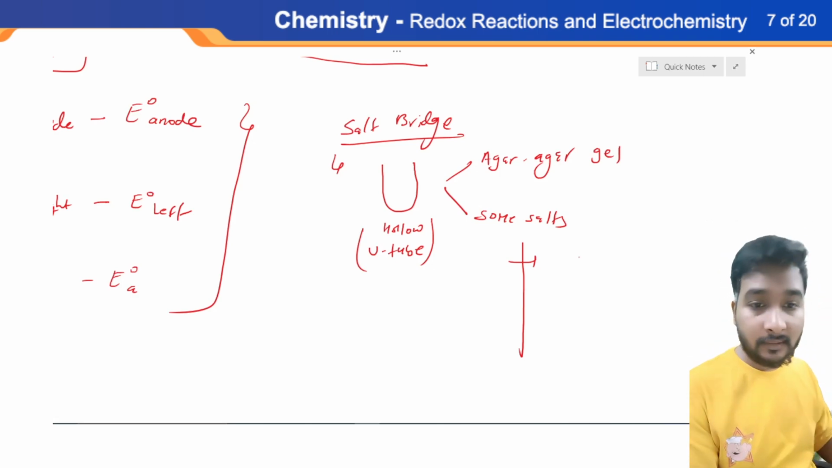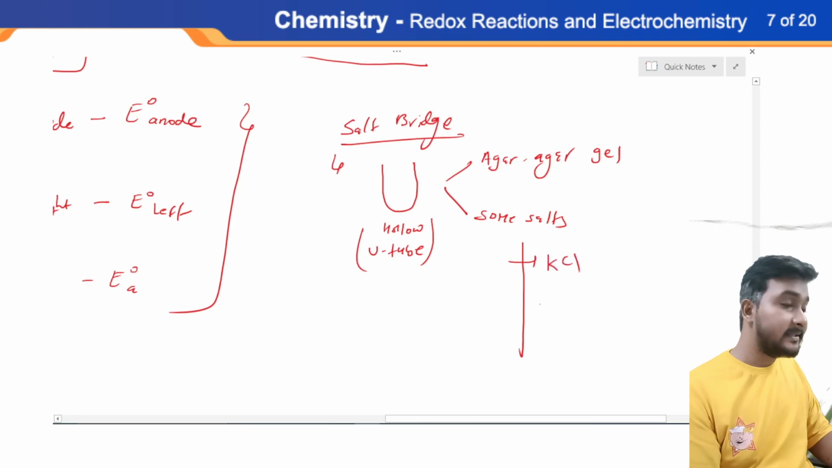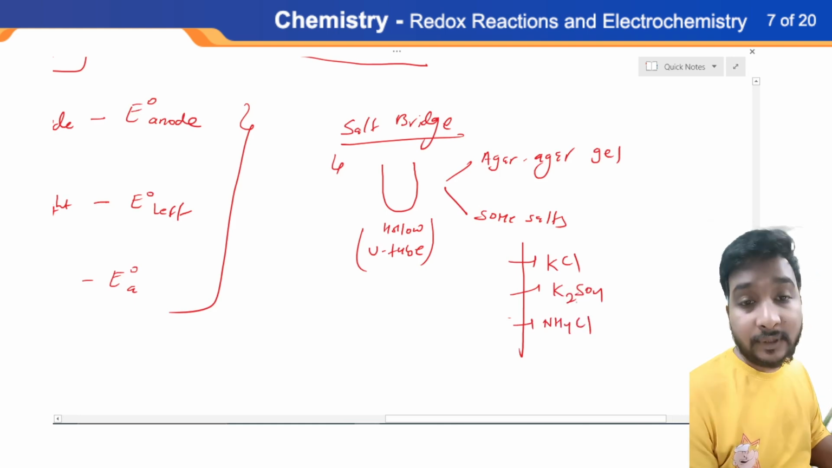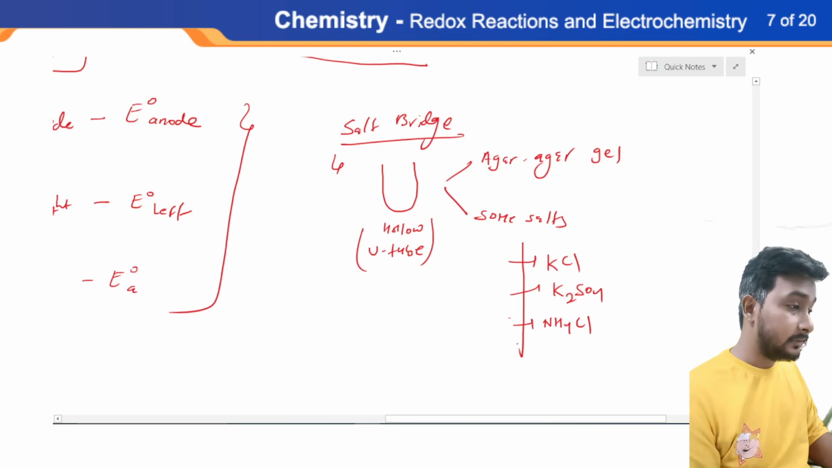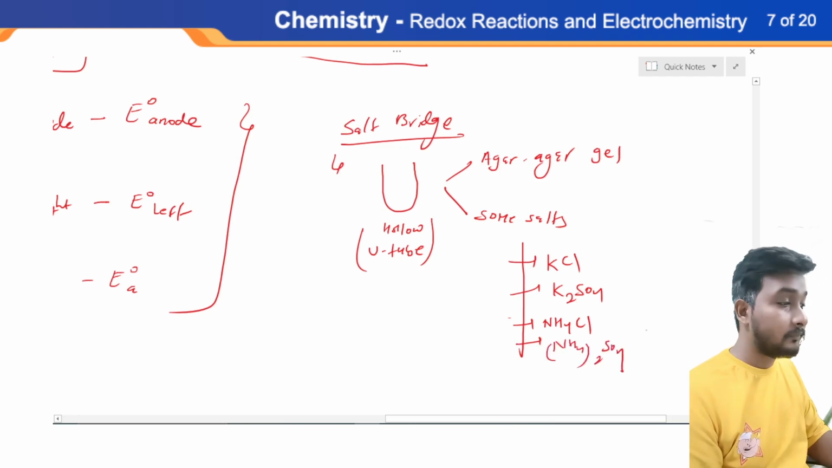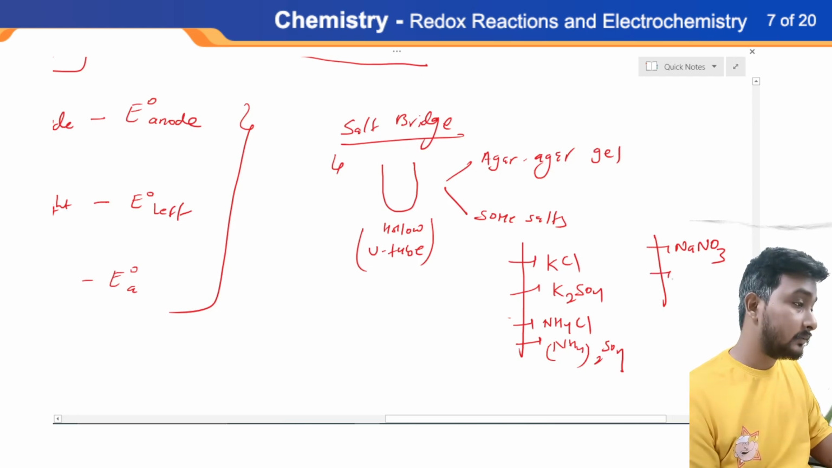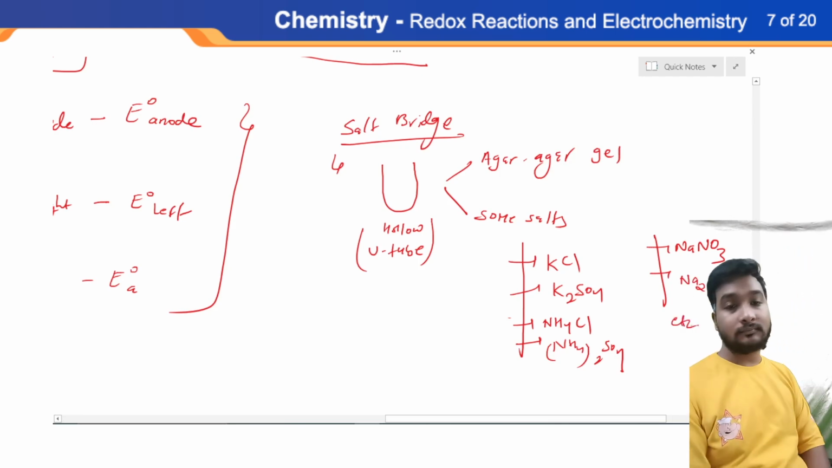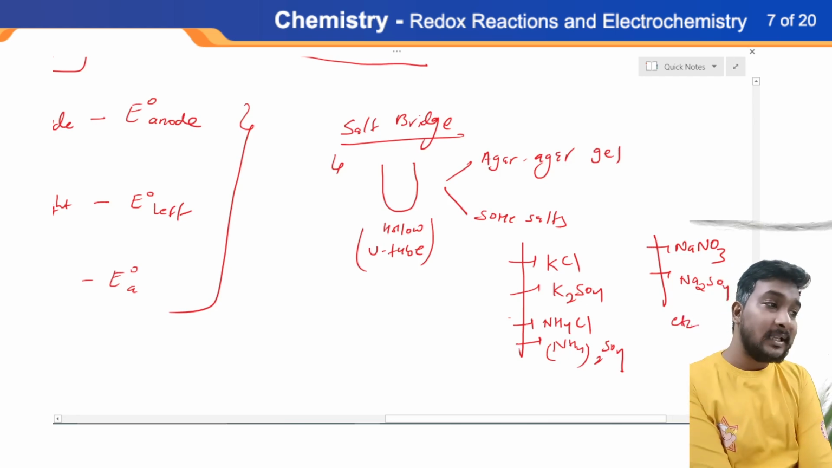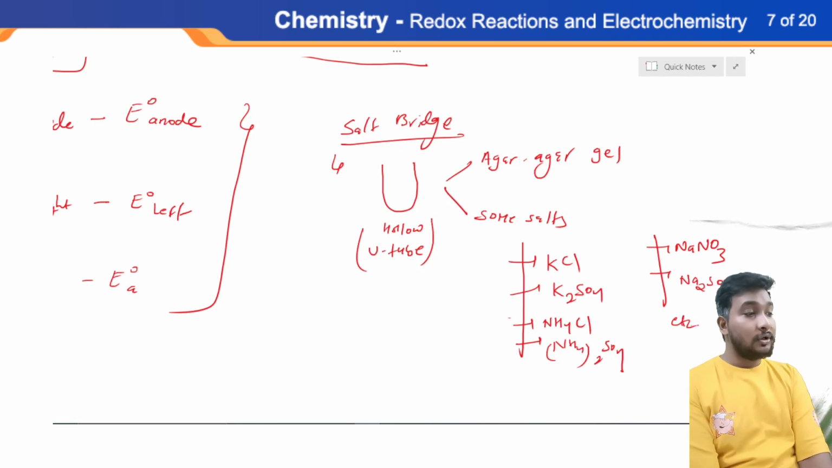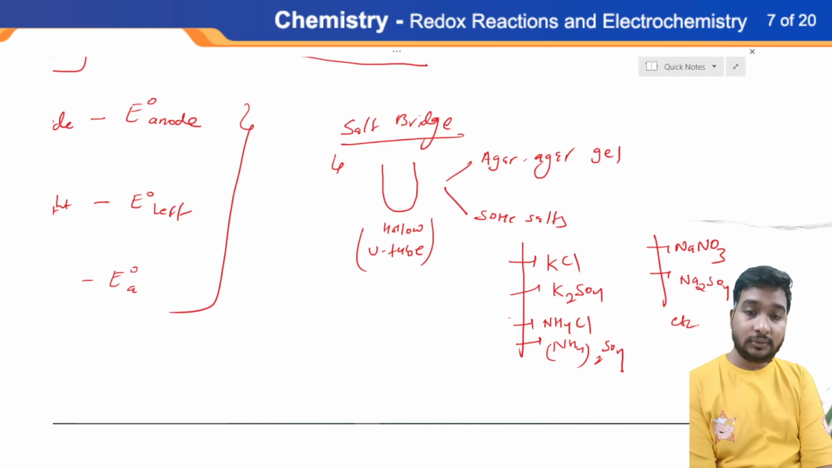Let me tell you. Number one, KCl, potassium chloride. Number two, K2SO4. Number three, NH4Cl. K2SO4 stands for potassium sulfate. NH4Cl stands for ammonium chloride. Then we can use (NH4)2SO4, ammonium sulfate. Similarly, NaNO3, sodium nitrate. Na2SO4, sodium sulfate, etc. Okay, so these two components are essential for making salt bridge, the filling of salt bridge obviously. Salts which are electrolytic in nature and can produce positive and negative ions in solution can be used.